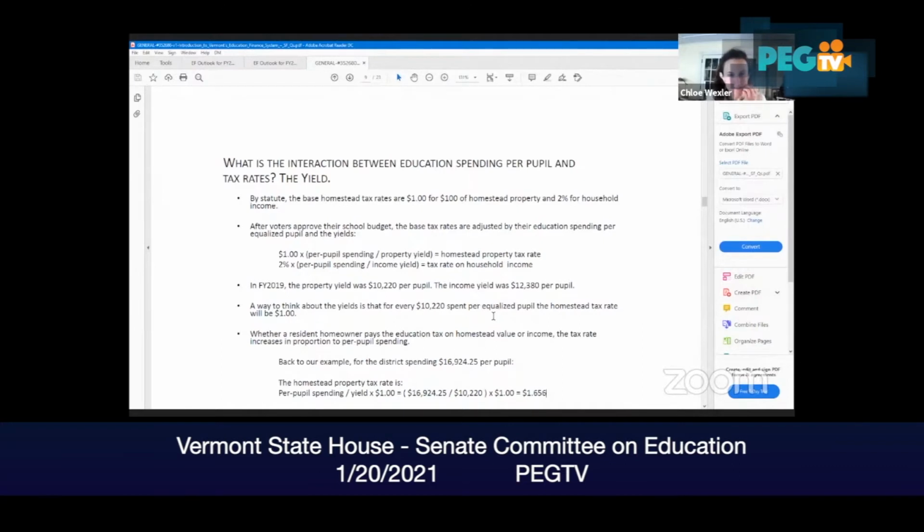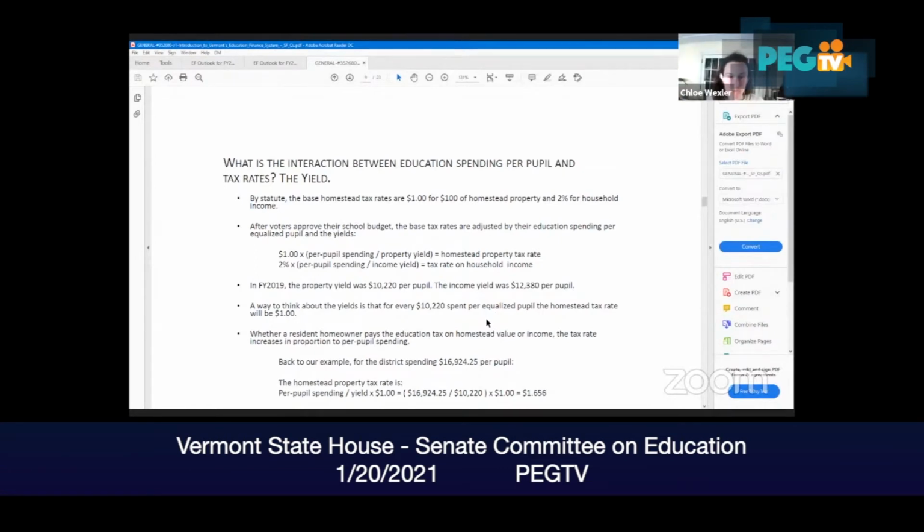Yes? Yeah, Chair Kempion. Oh, yes, please. So following up on Senator Perchlik's question regarding the first bullet point, would it also be accurate to say $1 for $100 of homestead property or 2% of household income, whichever one is lower? Is that how income sensitive? Okay, so that would be a correct statement. Thank you. That would be a correct statement.